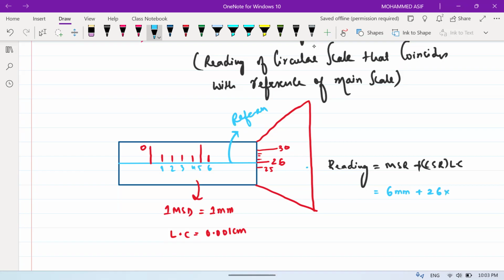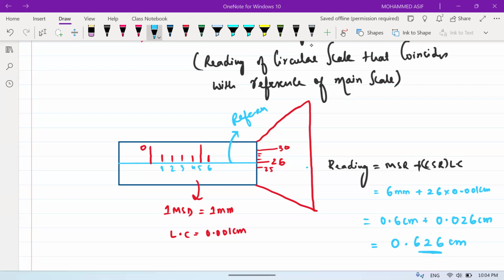26 into least count is given how much for me beta? 0.001 centimeters. This is mm and this one is right now in centimeters. So now 6 mm means how many centimeters beta? 0.6 centimeters. Conversions are very important. Plus this will be equal to your 0.026 centimeters. Everything is now in centimeters. So 0.6 plus 0.026, that means it will be 0.626 centimeters. This will be the answer.